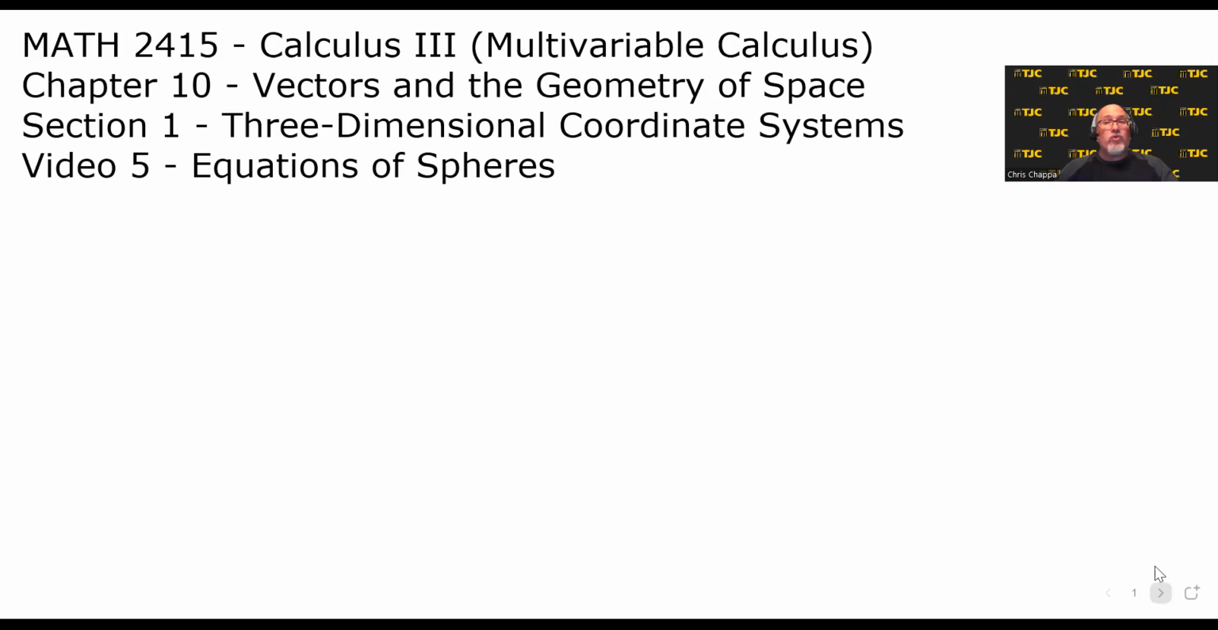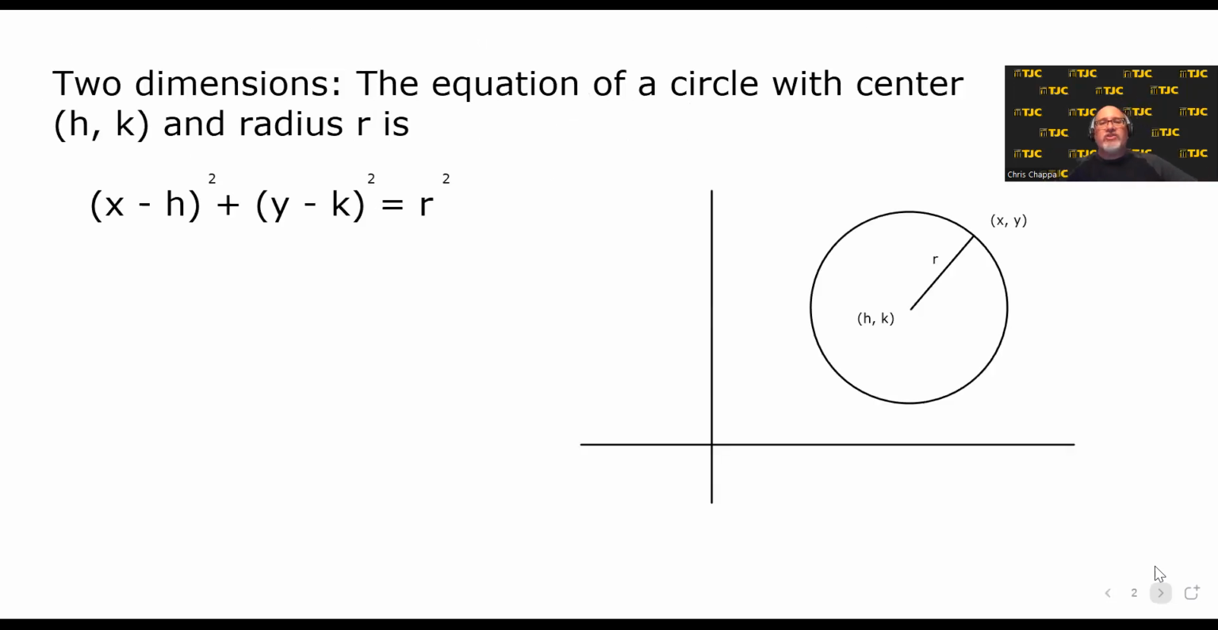So let's review circles. In 2 dimensions, the equation of a circle with center (h, k) and radius r is (x minus h) squared plus (y minus k) squared equals r squared. You should know this already. You're in Calculus 3 if you're watching this, or you think you could be in Calculus 3.